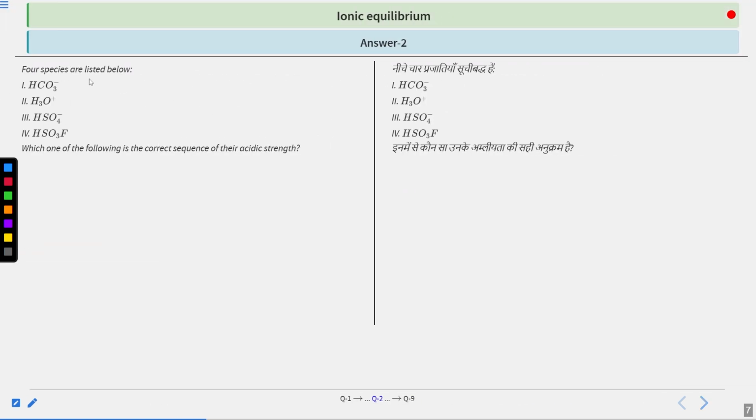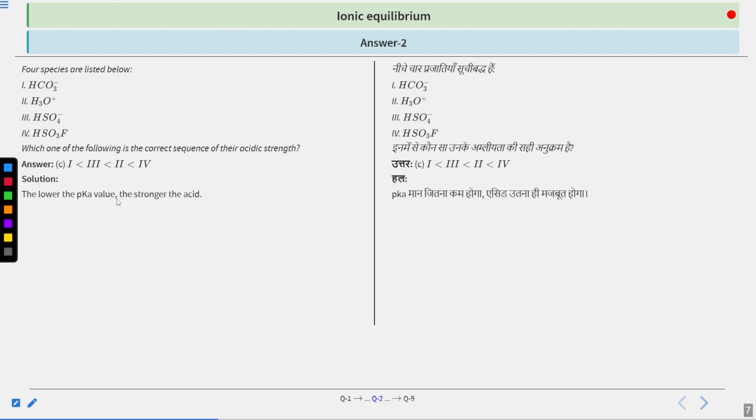Basically, in this question, four species are given, okay? And you have to say what is the correct sequence of their acidic strength, right? The correct acidic strength order will be that the first is the weakest one, then we have the third one, then the second one, and then the fourth one.